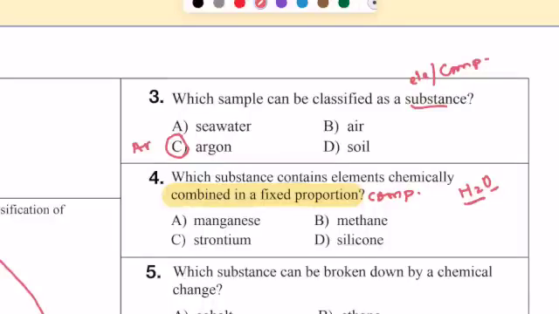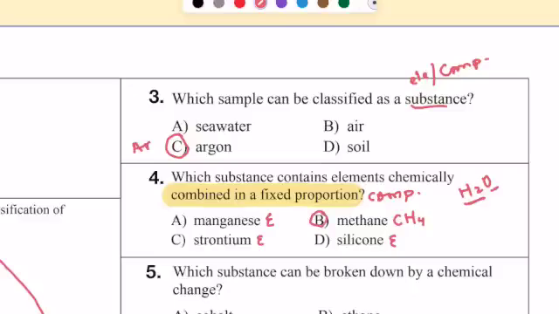So manganese, Mn, this is an element. Then we have strontium, which is also an element. Methane, this is something that you should memorize because methane is a very common compound in chemistry. So please make sure that you know the formula for methane. It's CH4. And then we have silicon, which is also an element. So the correct answer is B.